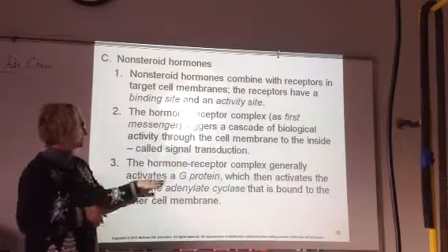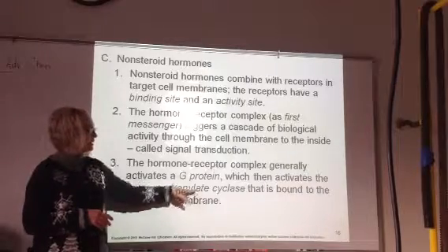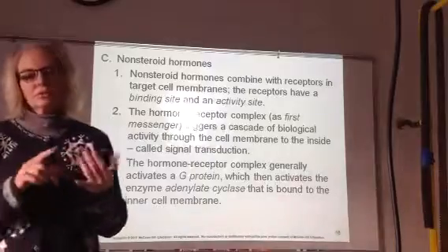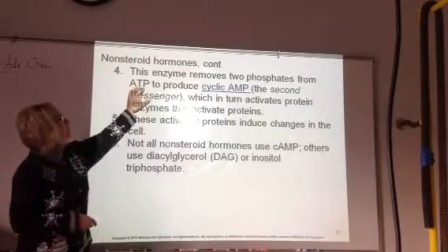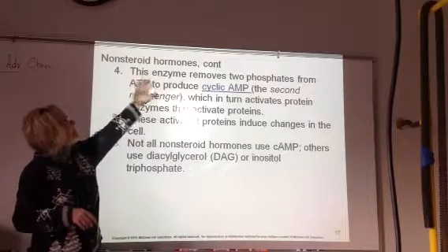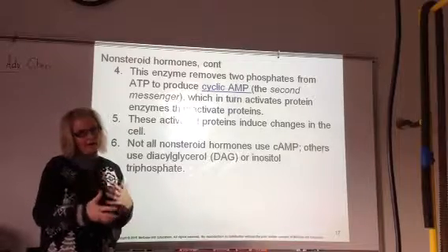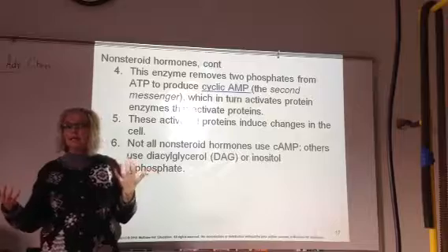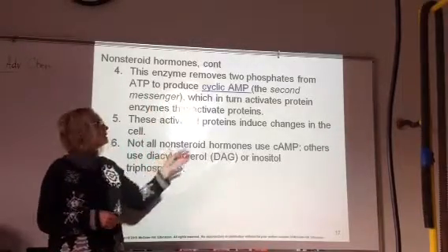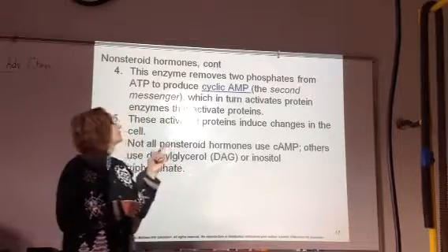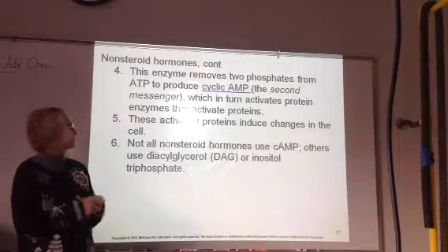A hormone receptor complex is going to activate a G protein, and then it's going to activate an enzyme, adenylate cyclase, that is bound to the cell membrane. So steroids, nucleus; non-steroid, cell membrane. ATP has three phosphates. This enzyme removes two of them to produce cyclic AMP. So biology again, we talked about ATP creating ADP. It loses one phosphate. In hormones, it's actually going to remove two phosphates and produce cyclic AMP, which is only going to have one phosphate. And then that's going to activate different proteins. And those proteins will create the changes that are needed.